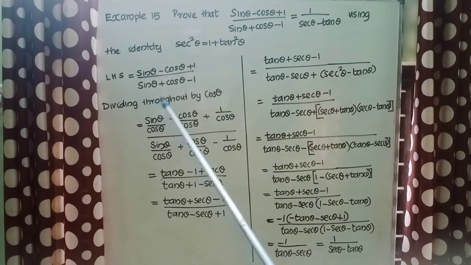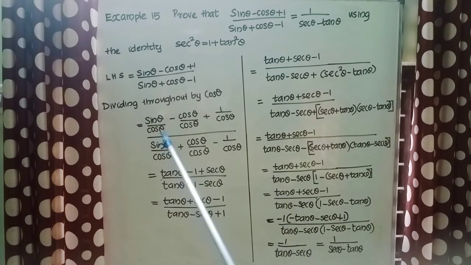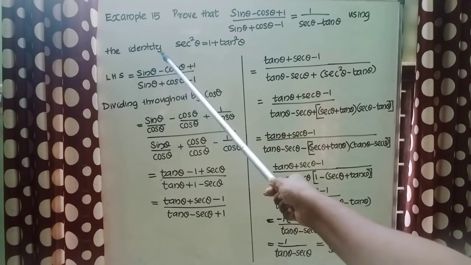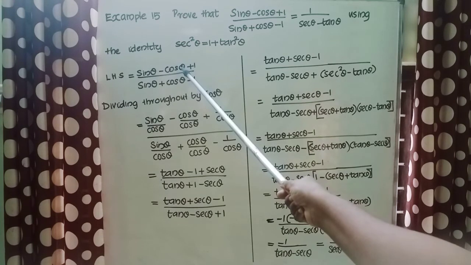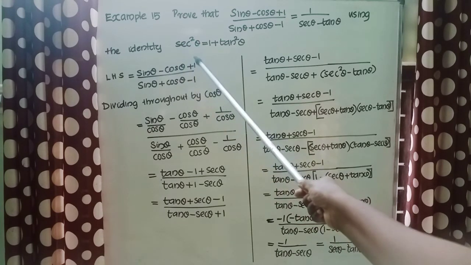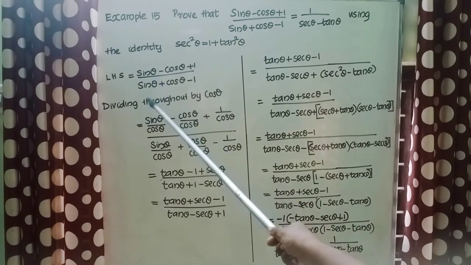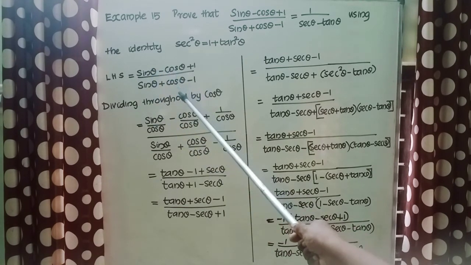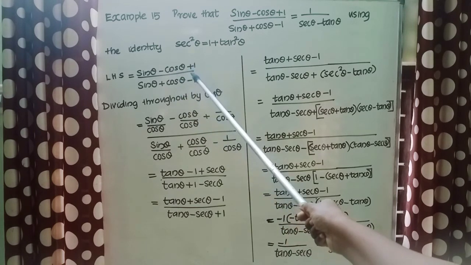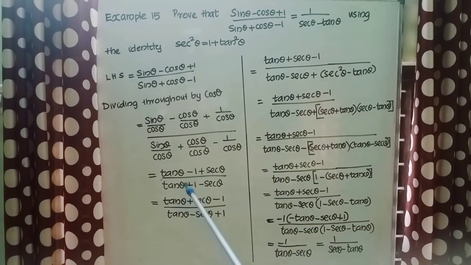So dividing throughout by cos theta, we get (sin theta by cos theta minus cos theta by cos theta plus 1 by cos theta) whole divided by (sin theta by cos theta plus cos theta by cos theta minus 1 by cos theta). So we get that is equal to (tan theta minus 1 plus sec theta) whole divided by (tan theta plus 1 minus sec theta).